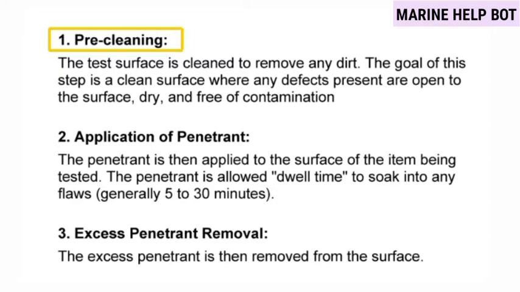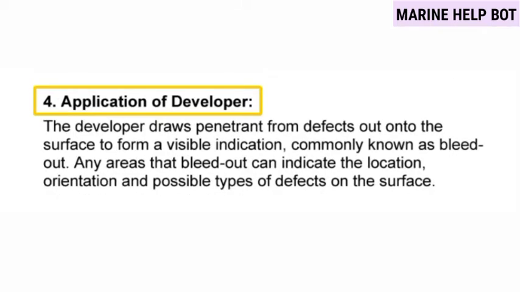And now moving towards our fourth step. The fourth step is the developer spray. This spray is sprayed on the surface, which will make all the defects visible. It will give the indication of all the defects on the surface. So this is how we carry out our dye penetration test. The basic summary of this test is that first we have a cleaner spray, second we have penetrant spray, third is our developer spray. So this is how we carry out our dye penetration test or DP test.